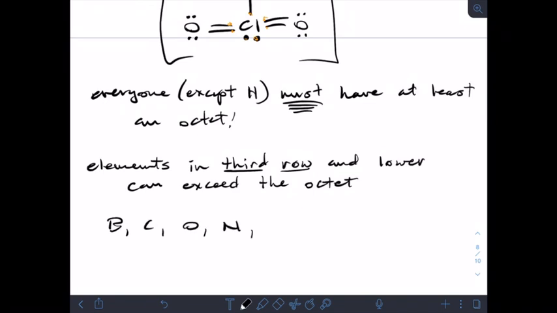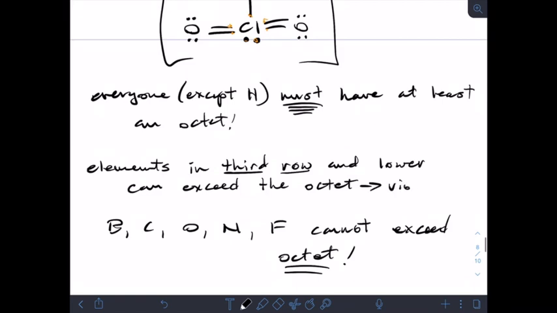Boron, carbon, oxygen, nitrogen, and fluorine cannot exceed the octet rule. So second row elements must obey the octet rule. Anything third row and lower is allowed to violate the octet rule. We can say this: violate.